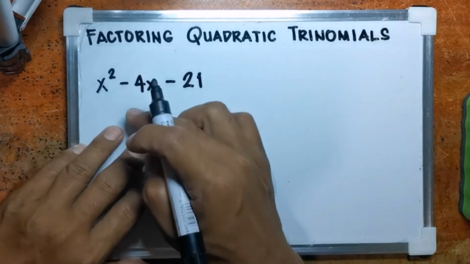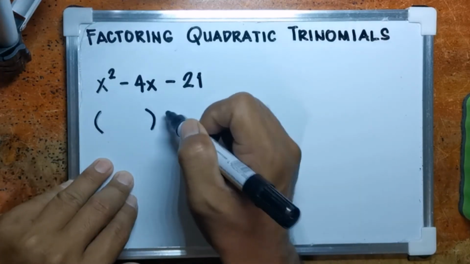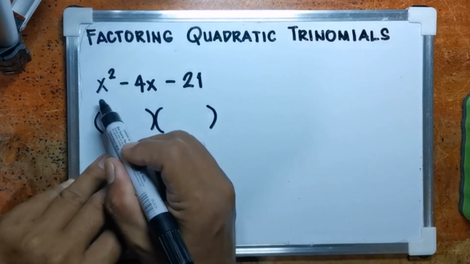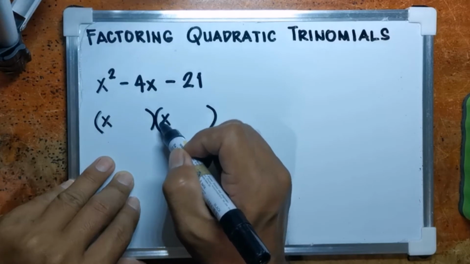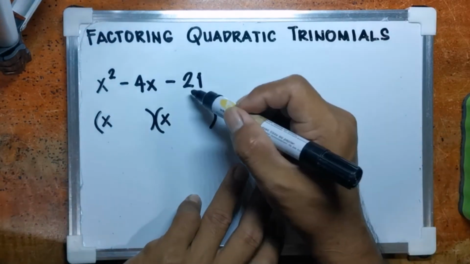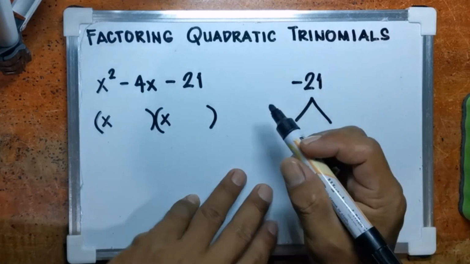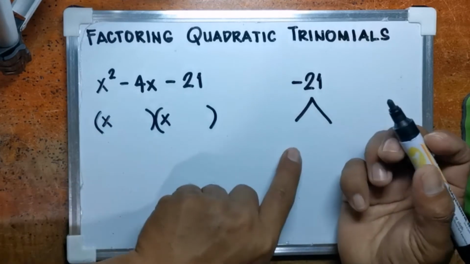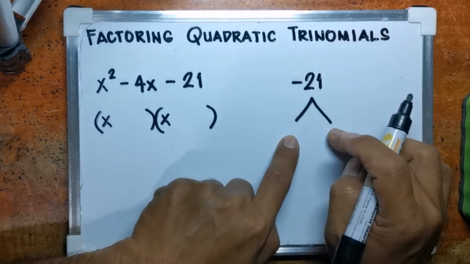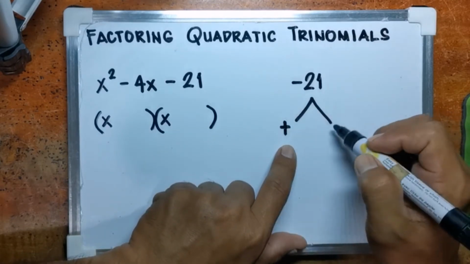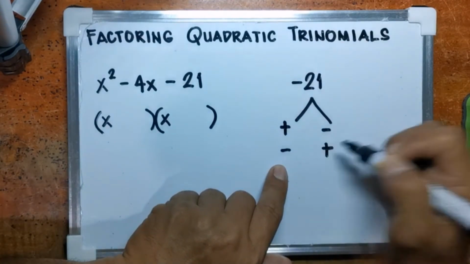Next, say we have x squared minus 4x minus 21. So again, gagawa tayo ng set of parentheses. Next, factor the first term. So we have x times x. And then, negative 21, i-factor natin siya, such that the sum is equal to negative 4. So for negative 21, dahil negative siya, ibig sabihin yung dalawang factors niya magkaiba yung signs. So, one is positive and the other is negative. Or pwede ring negative yung isa, positive yung isa.